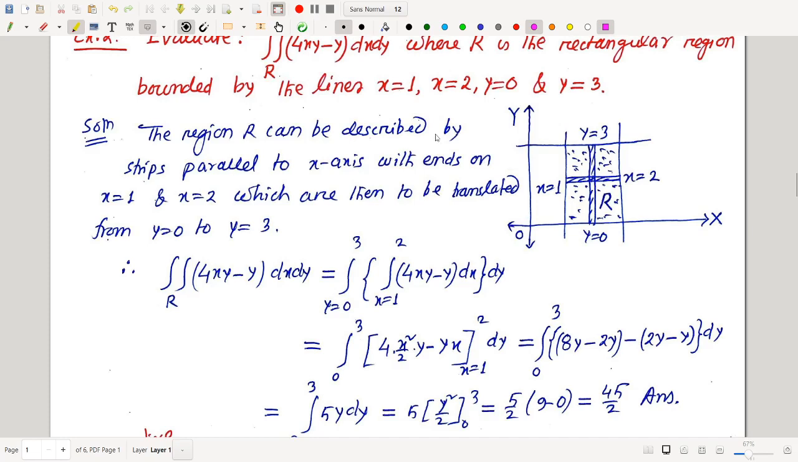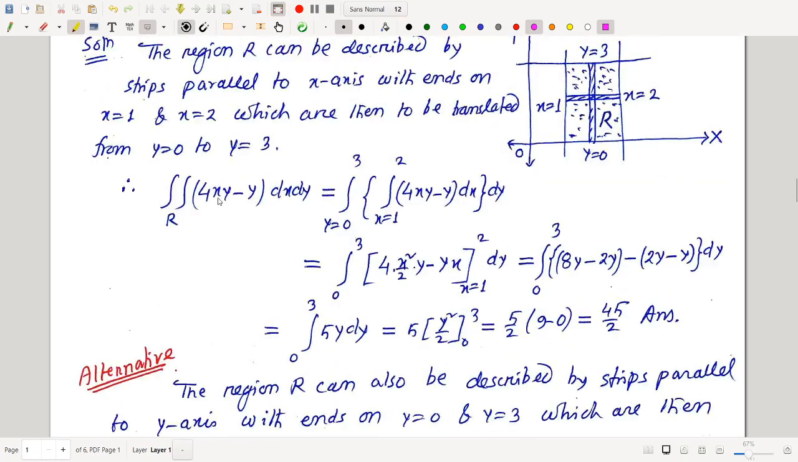So the region R can be described by strips parallel to x axis with ends on x equal to 1 and x equal to 2, horizontal strip, which are then translated from y equal to 0 to y equal to 3. Also it can be described by strips parallel to y axis with ends on y equal to 0 and y equal to 3, and translated from x equal to 1 to x equal to 2. So let us first see by taking strips parallel to x axis.